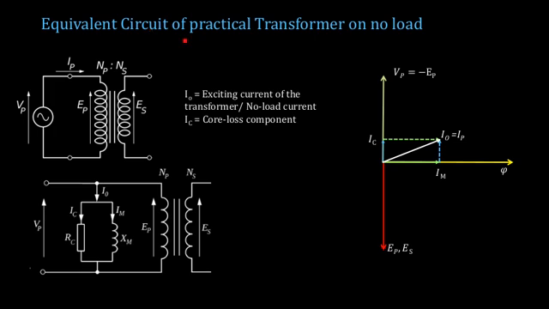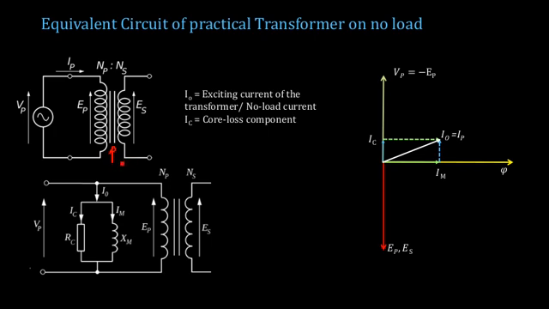Now we move on to the next case, where you have a practical transformer. In a practical transformer we have an iron core. We have two parallel lines marked here, which indicates that the transformer has a core made up of iron. Now what happens?